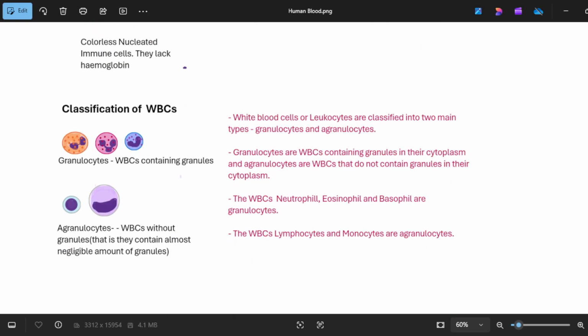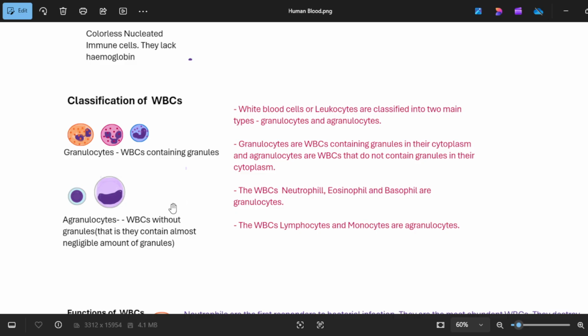Now white blood cells are classified into two forms: granulocytes and agranulocytes. Granulocytes are white blood cells with granules in them. Agranulocytes do not have any granules, or they are not visible, a very negligible amount. That's why they are called agranulocytes. Neutrophil, eosinophil, and basophil are granulocytes, and lymphocytes and monocytes are agranulocytes. So this is the classification of white blood cells.